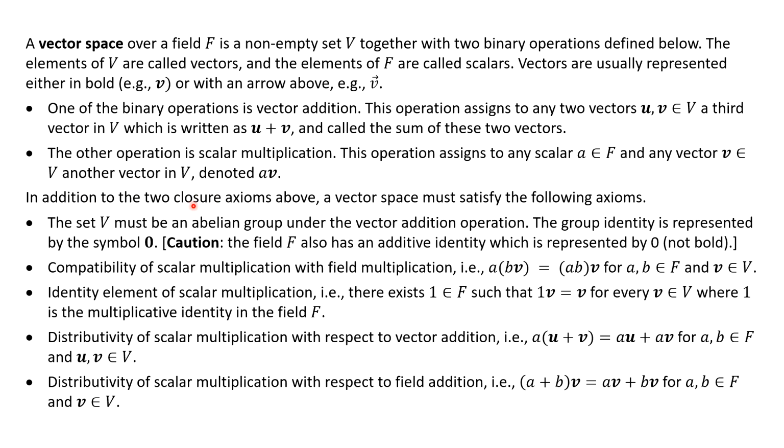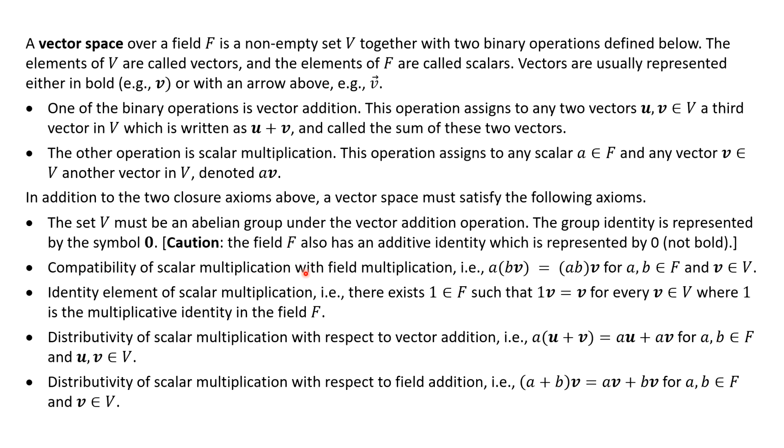In addition to the two closure axioms, a vector space must satisfy the following axioms. The set V must be an abelian group under the vector addition operation. The group identity is represented by the symbol 0, and we've seen that before in my other lessons on groups and rings and fields. Caution here: the field F also has an additive identity, which is represented by 0, not bold. So we have two different zeros, which can cause confusion in some of the proofs, so I'll try to point that out where there may be confusion.